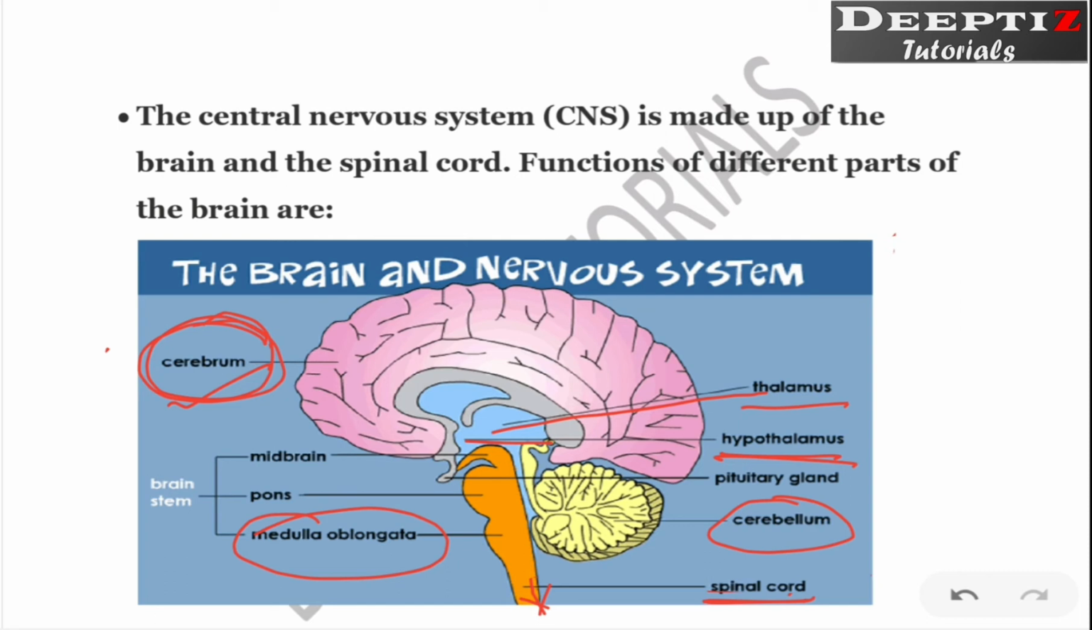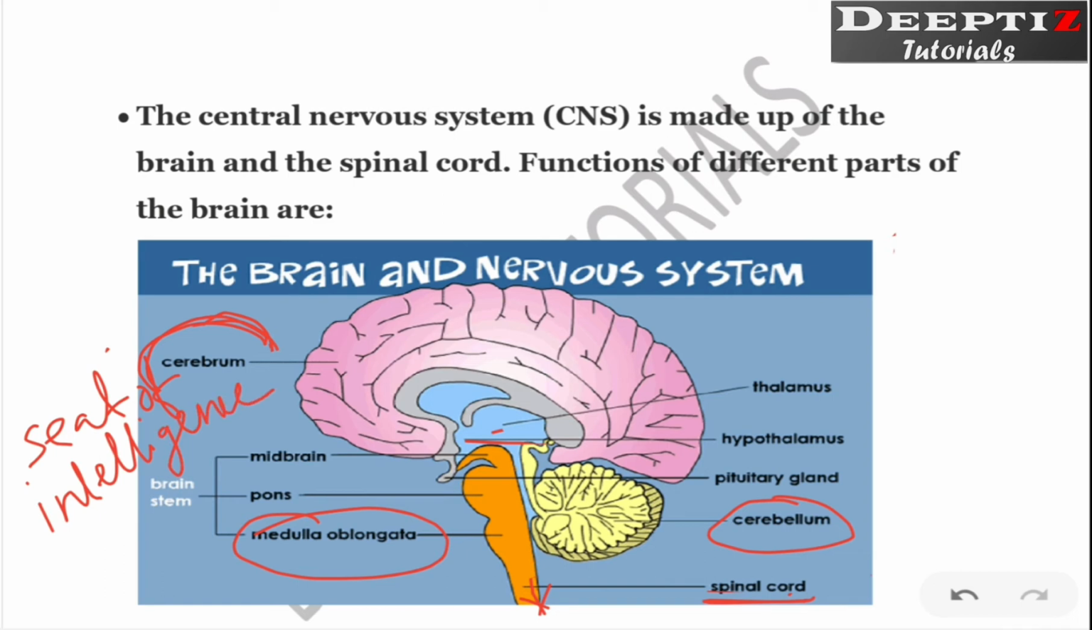Just for you to understand in a simple way, I will tell you the functions of these. The cerebrum, as it is the largest part, is considered the seat of intelligence. This part is related to your memory. When I ask you some question, you think about the answer, right? In such situations this part is working. When you see someone today and years later see the person again, you can recognize them. Those things are stored in our cerebrum. So the cerebrum is considered the seat of intelligence.